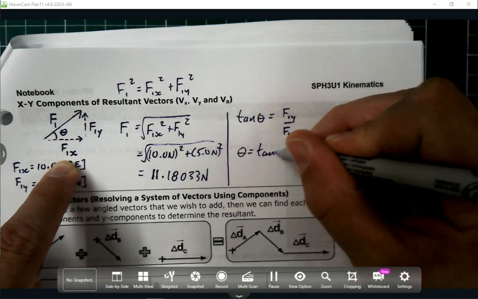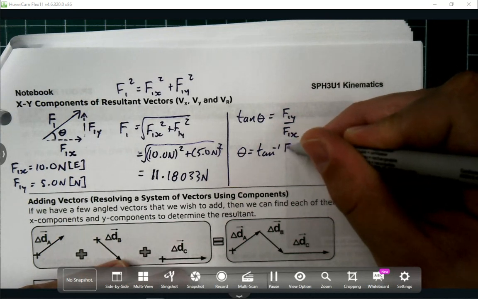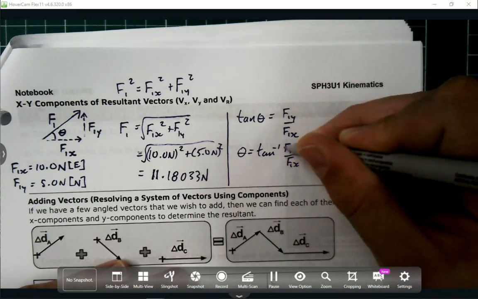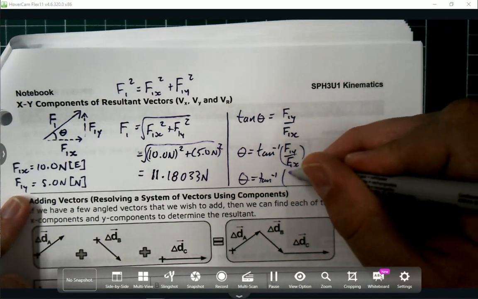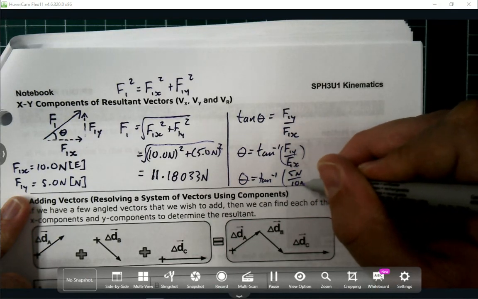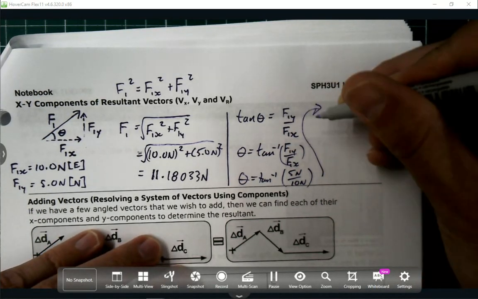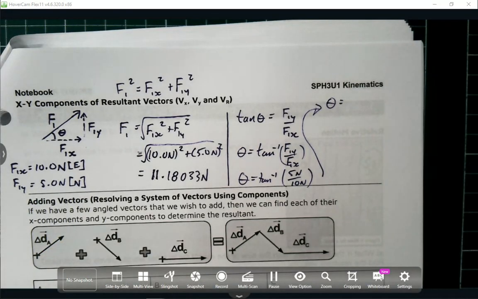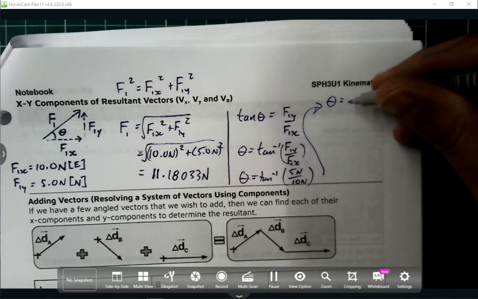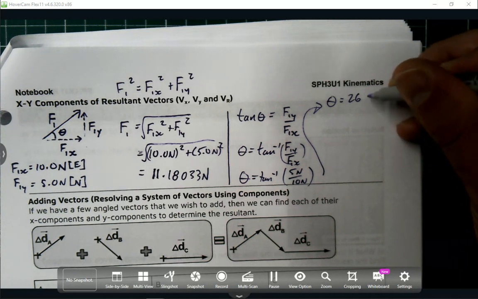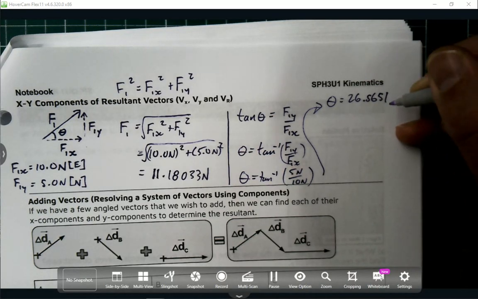Theta equals tan inverse. I could rewrite my formula as F1y over F1x. Sub in my values, theta is equal to tan inverse of, what was it, Y was 5 newtons divided by 10 newtons. Pop this up to the top. Make sure you're not in radians. What's the angle going to be? I want to hear from somebody I haven't heard from in a minute. What is it? 26.565. Nice. 26.565.